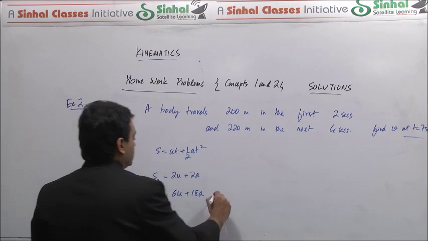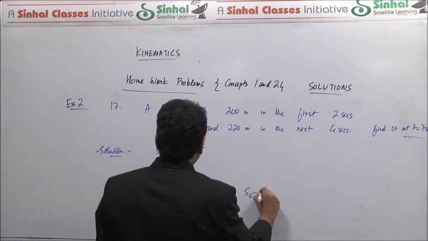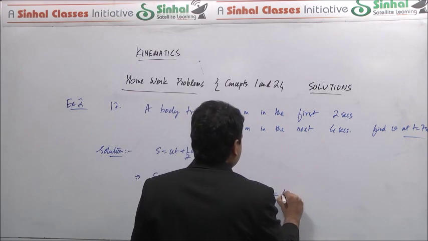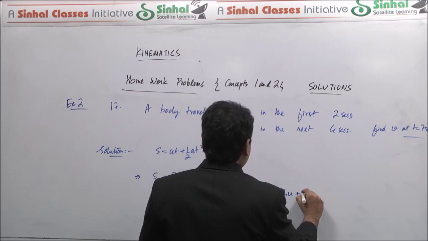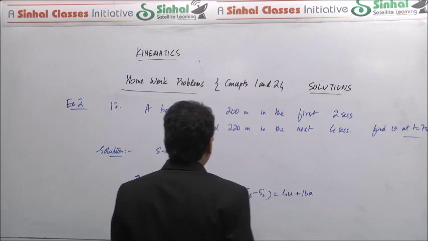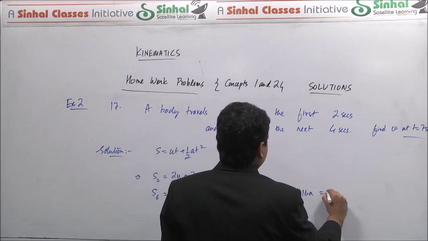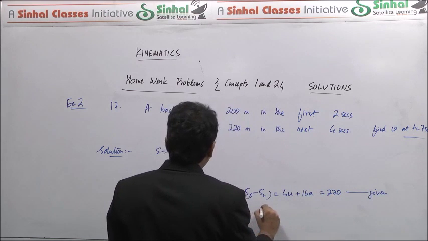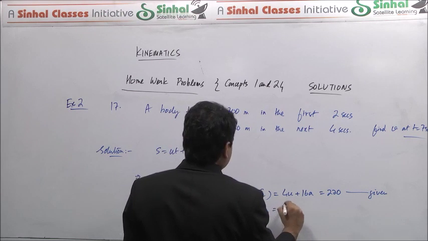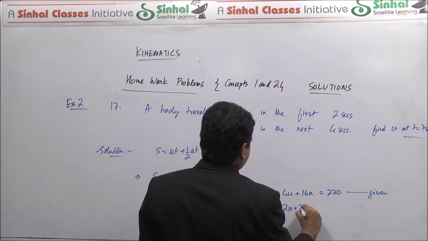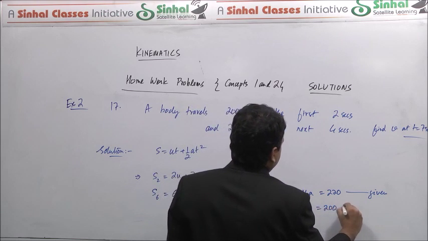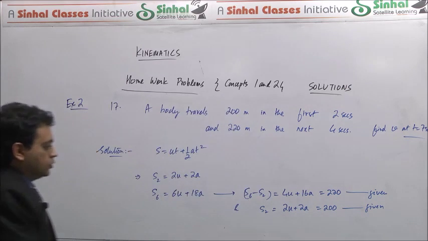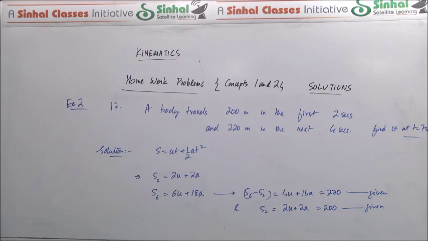So from this we can also see that the displacement during the next 4 seconds, which we had seen, was 4u plus 16a. Now that is equal to 220 given, and displacement after 2 seconds, which is 2u plus 2a, is equal to 200. This is also given. So now solving these two equations, we can find out the value of u.